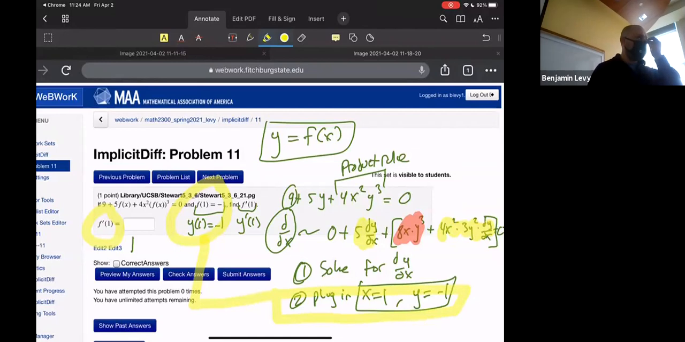Other algebra sort of things there? Seem okay? Algebra-wise? All right.